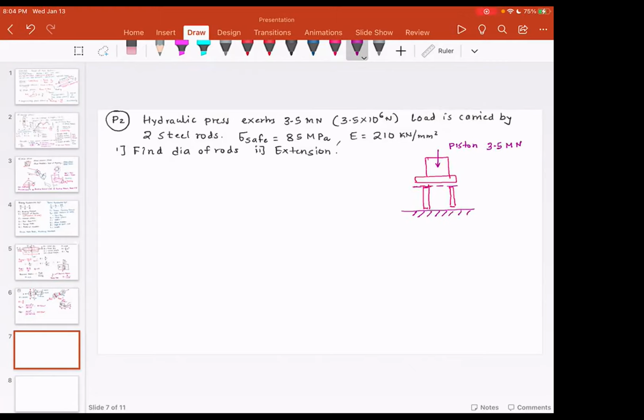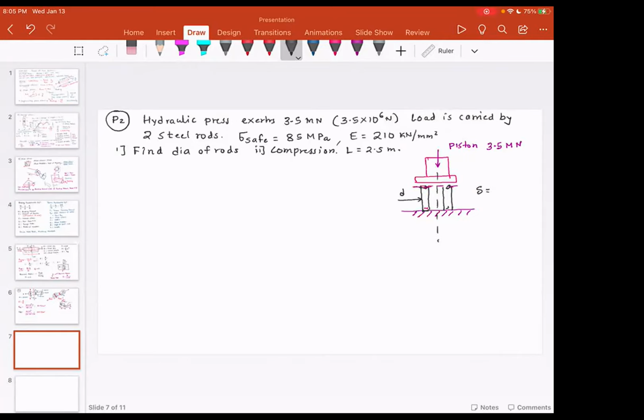Actually, I made a mistake here. Basically, for the rods, it should not be extension, it should be compression. So this is one rod, this is rod number 2, and note that this load is passing through the center line. This is a design problem, and we need to find out the value of the diameter and the extension. The length of the rod is given as 2.5 meters.